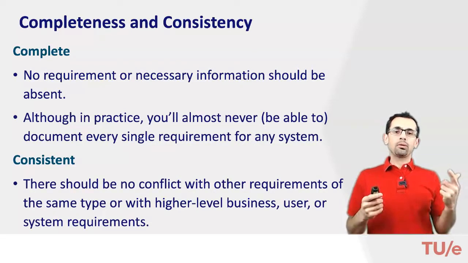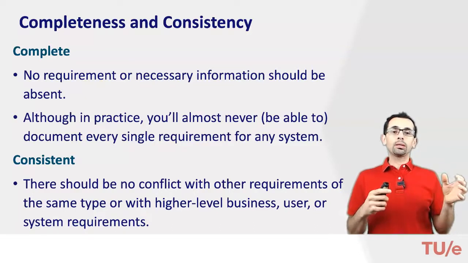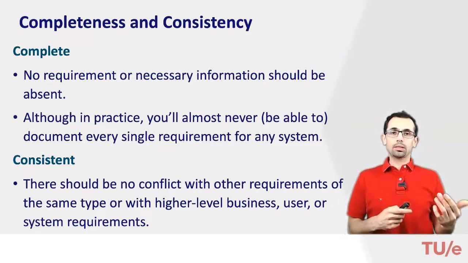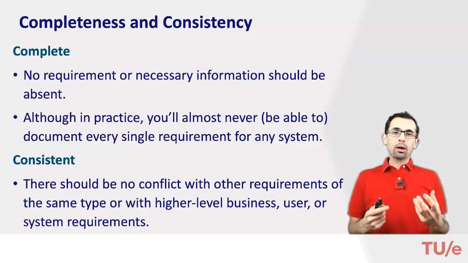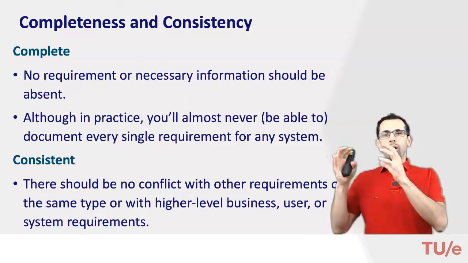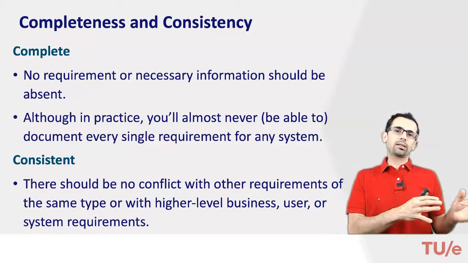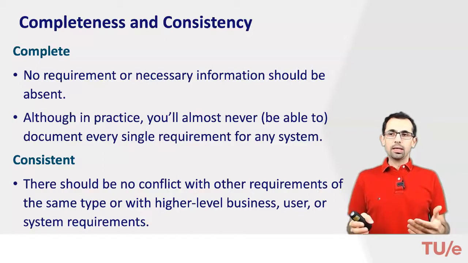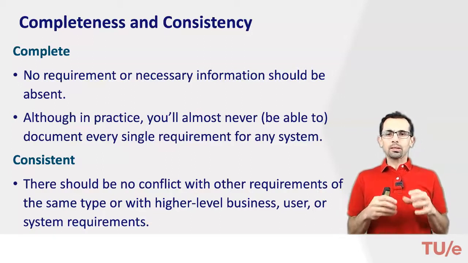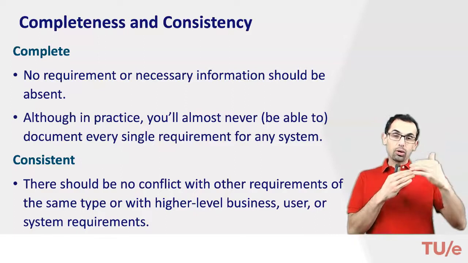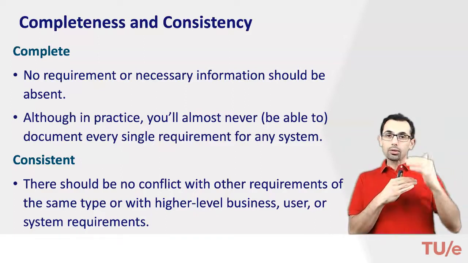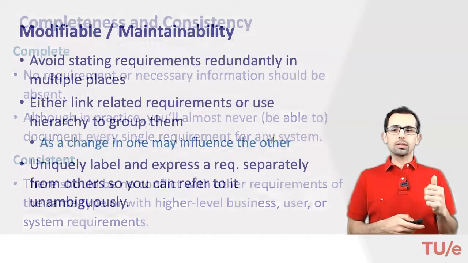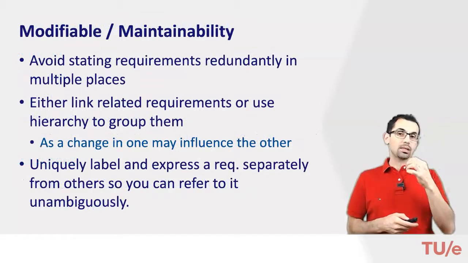Consistency. Now there should be no conflict with other requirements of the same type or with higher level business, user or system requirements. That is consistency. I mean, if one requirement says X and another one conflicting says Y, then that's obviously an inconsistency. But not only among requirements. We also expect requirements to be consistent with the higher order requirements as well, like system requirements, business or user requirements. Right. Fine, that's consistency.